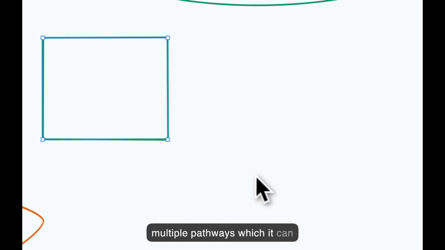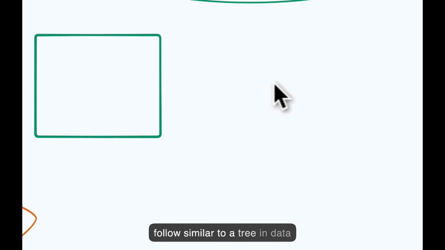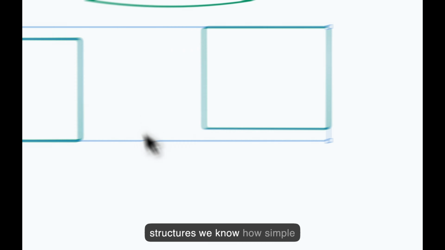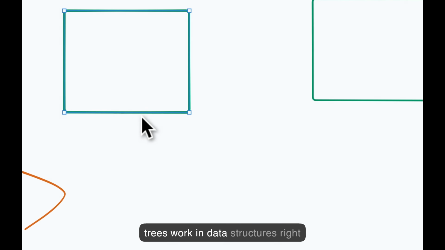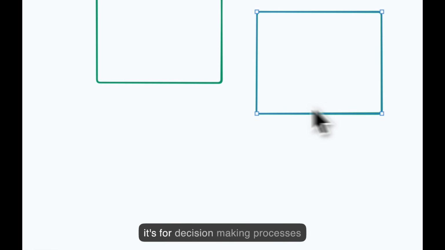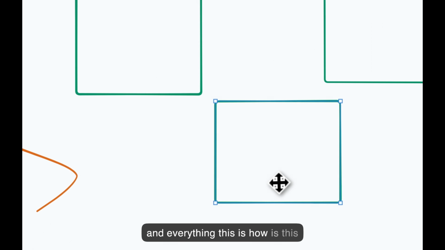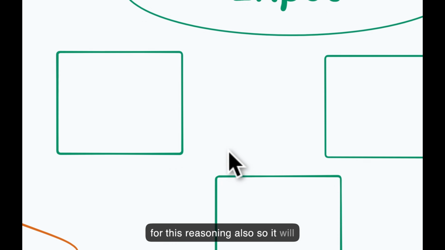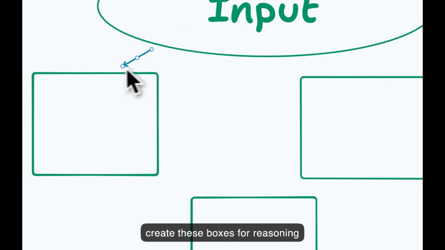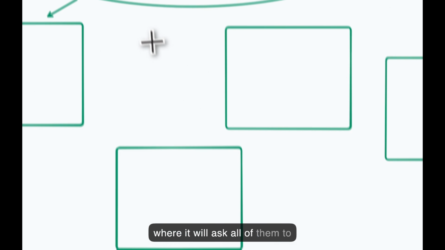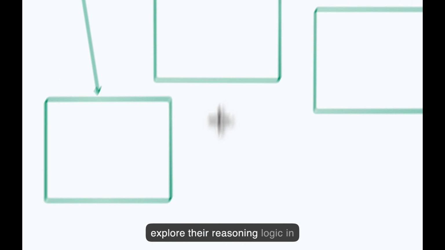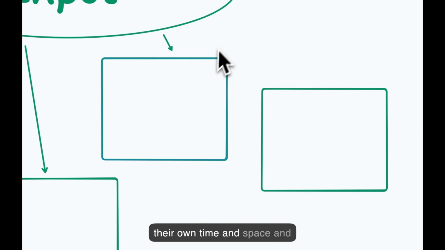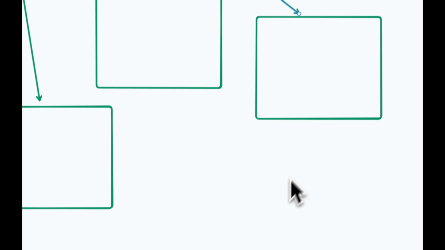What it's going to do is, it will create multiple pathways which it can follow, similar to a tree in data structures. We know how simple trees work in data structures, right? It's for decision making processes and everything. This is essentially how it does it for this reasoning also. So it will create these boxes for reasoning, where it will ask all of them to explore their reasoning logic in their own time and space.